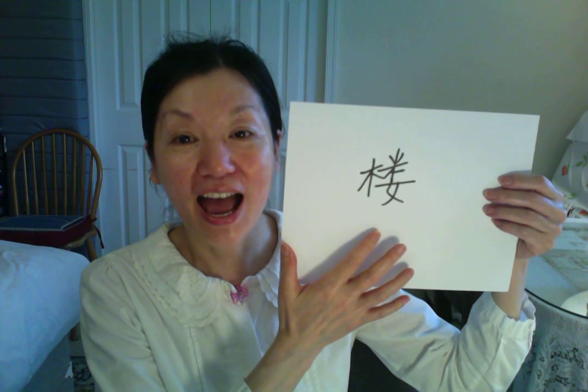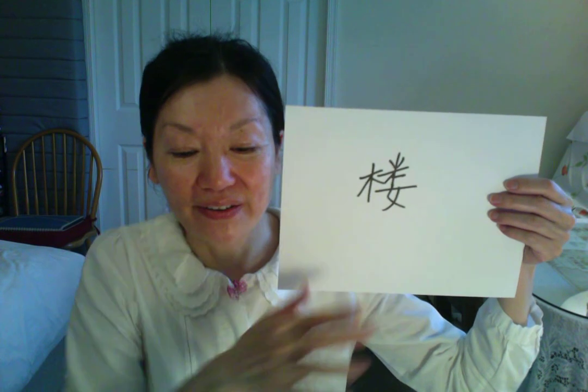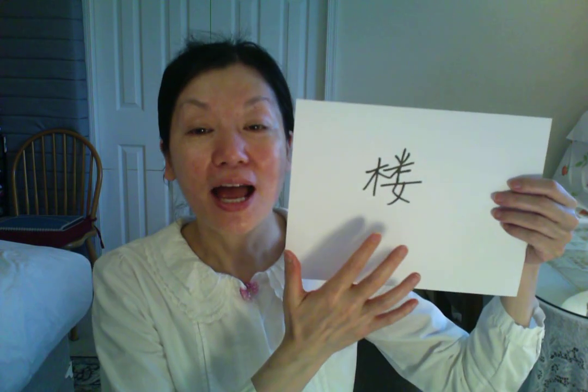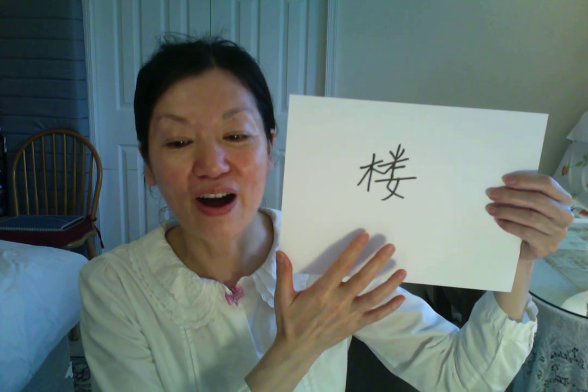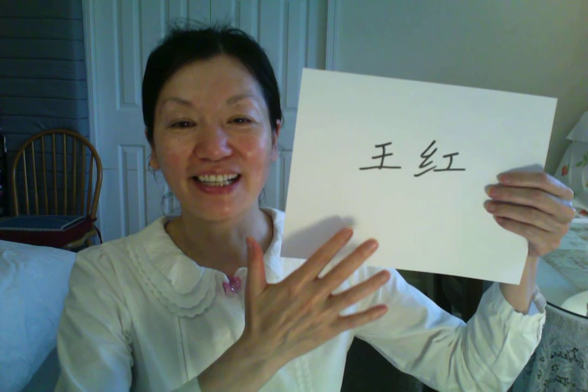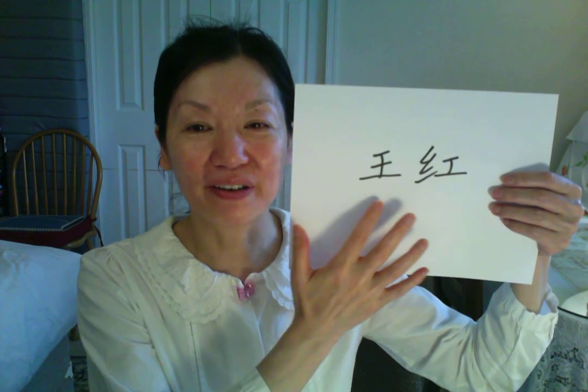楼. Okay. Material story for building, a floor of a material level building. Low building. Okay. Let me see next one. Okay. You see that's the one. Wǎng Hong, perfect.